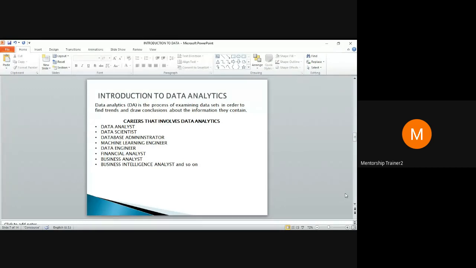Careers that are involved in data analytics: there is data analyst, data scientist, database administrator, machine learning engineer, data engineer, financial analyst, business intelligence analyst. I remember when I was still job hunting, I wanted a data analyst role. I'm just chipping in this story in case you are there now. I noticed that the job description for the data analyst role they sent was almost the same as the one for the data scientist role.